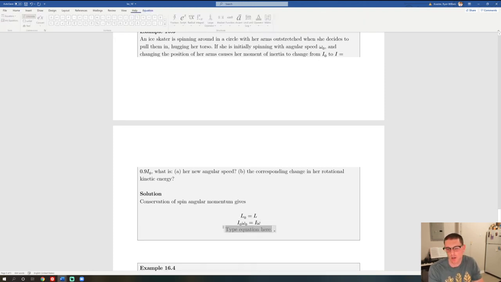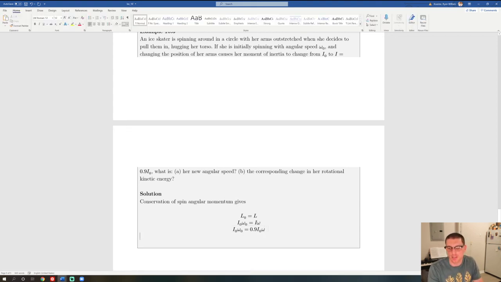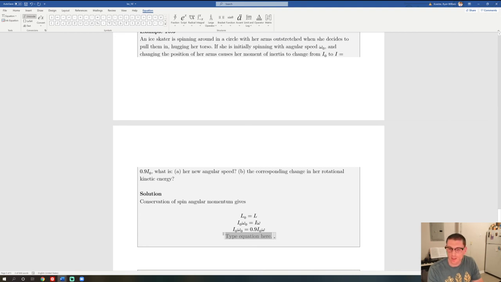And so this is just a matter of dividing both sides by I. Well, let me do this first. Remember that I is 0.9 times I naught. So she is essentially decreasing her moment of inertia by 10% when she pulls her arms in. Now, I just made these numbers up. I don't know how accurate that is, but it's probably fine to an order of magnitude. But the point still stands: what we find is the I naughts cancel, because in this equation they're common to both sides, so we just get rid of them.